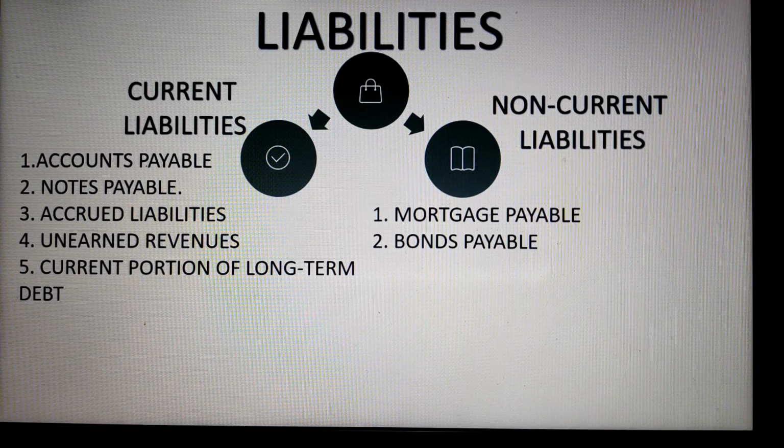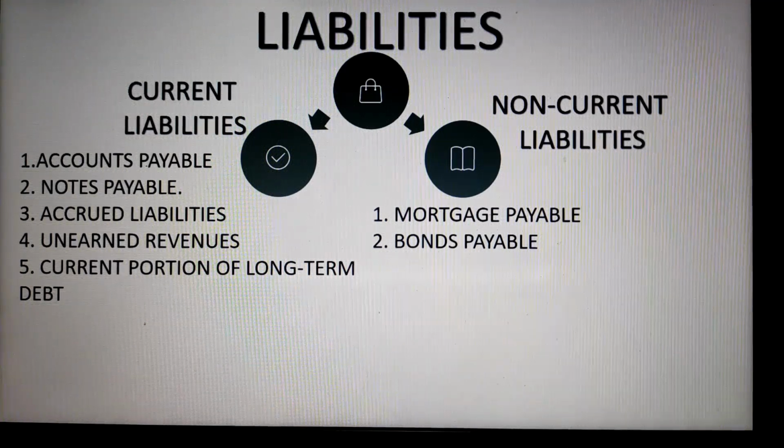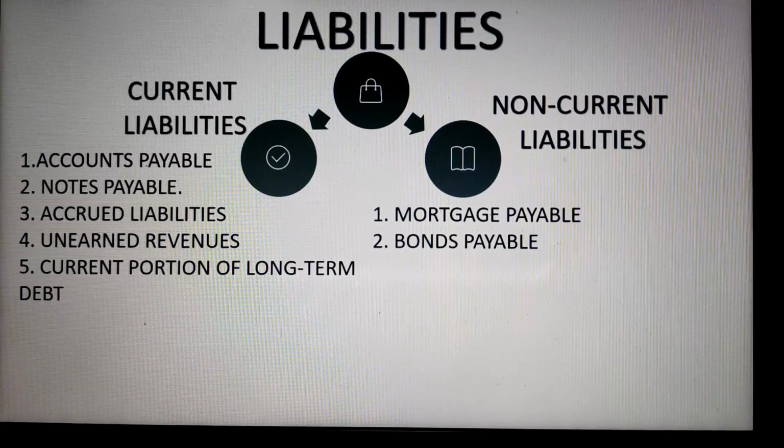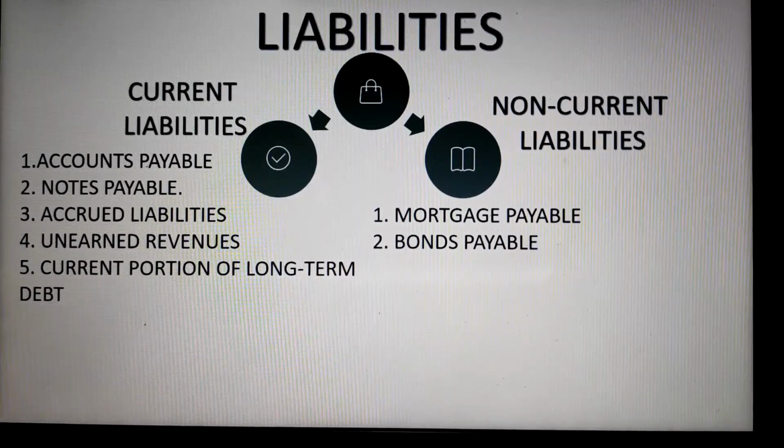Some of my students get confused in classifying assets from liabilities. In liabilities, when you see the word payable, that is called a liability. Some students, even though the word payable is there, classify it as an asset. So when there is the word payable, it is a liability. You are liable, so it is payable by you.